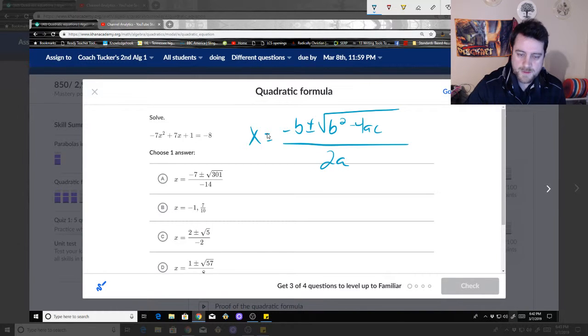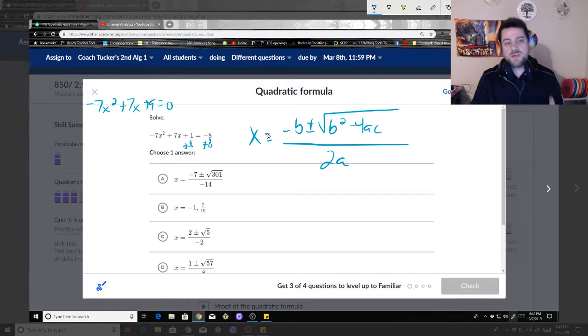all over 2a. Now, before you can use this formula, you've got to make sure that the equation or the polynomial is set equal to 0. And right now it's not. We need to add 8 to both sides. So add 8, so you have negative 7x squared plus 7x plus 9 equals 0. So there is our standard form of this quadratic. There's a, there's b, and there's c. So we literally just plug it into the formula.